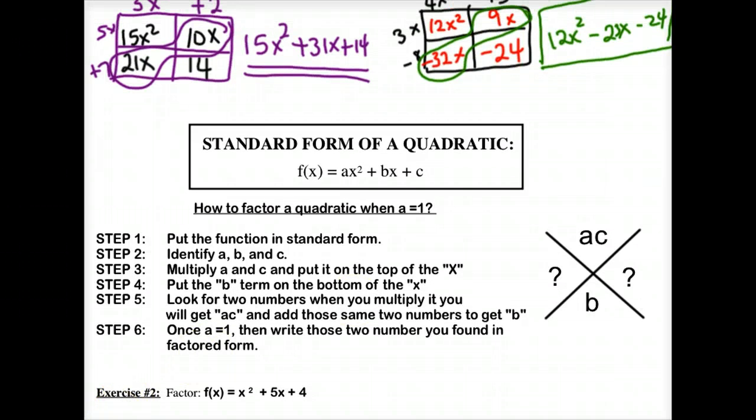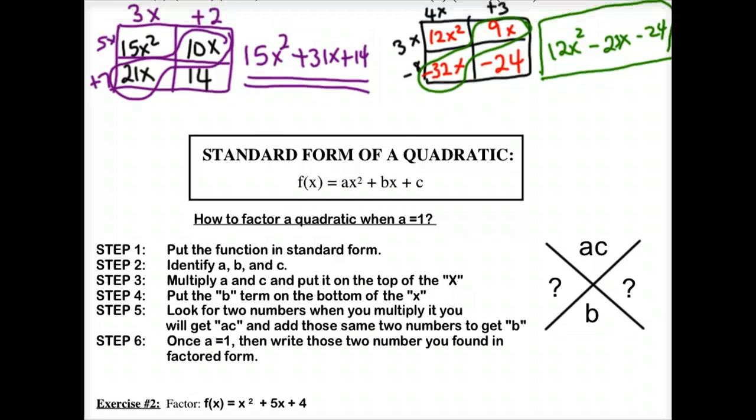We're going to talk about how we factor a quadratic when a is equal to 1. Most of you remember this from Algebra 1. So whenever a is equal to 1, there's a few things that we need to do. First, we need to make sure it's in standard form. Standard form meaning f of x or y is equal to ax squared plus bx plus c. Then I want to identify what's my a, b, and c.